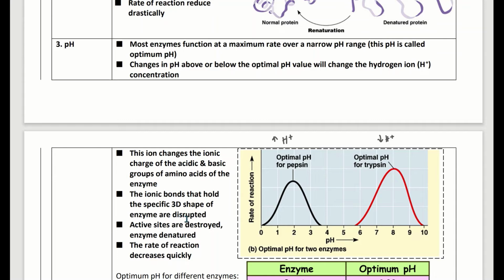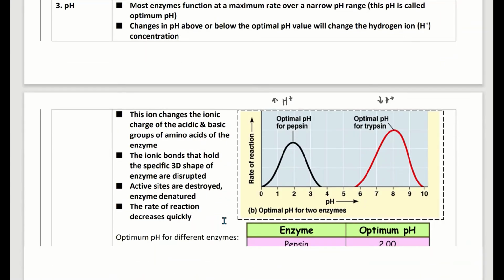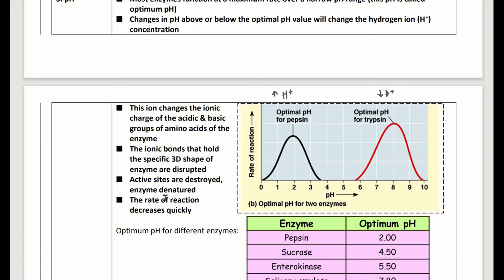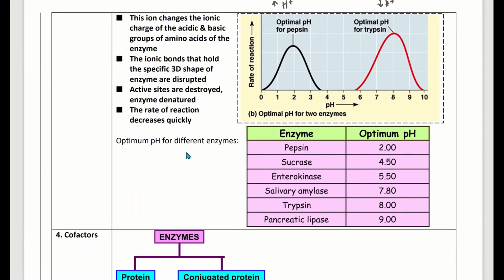Okay, so it will disrupt the bond that hold the specific shape of the enzyme. Okay, and the active site are destroyed, enzyme denature, rate of reaction decrease quickly. Okay, so ini very narrow untuk maximum rate. Anything above or below kan berkurang. Okay, so optimum pH for different enzyme adalah dekat sini pepsin 2. Okay, amylase 7.8 pH. Almost natural, lebih basic.